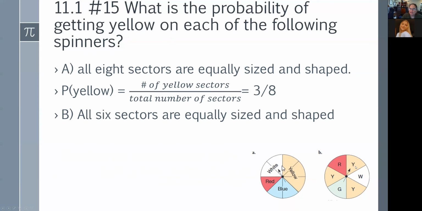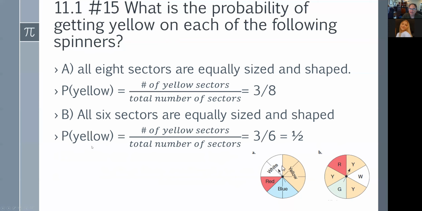And part B says now we're looking at this spinner that has 6 sectors that are all equally sized and shaped. So the probability of spinning and hitting yellow is the number of yellow sectors out of the total number. And there's 3 yellows out of 6, so that's 3/6 or 1/2.